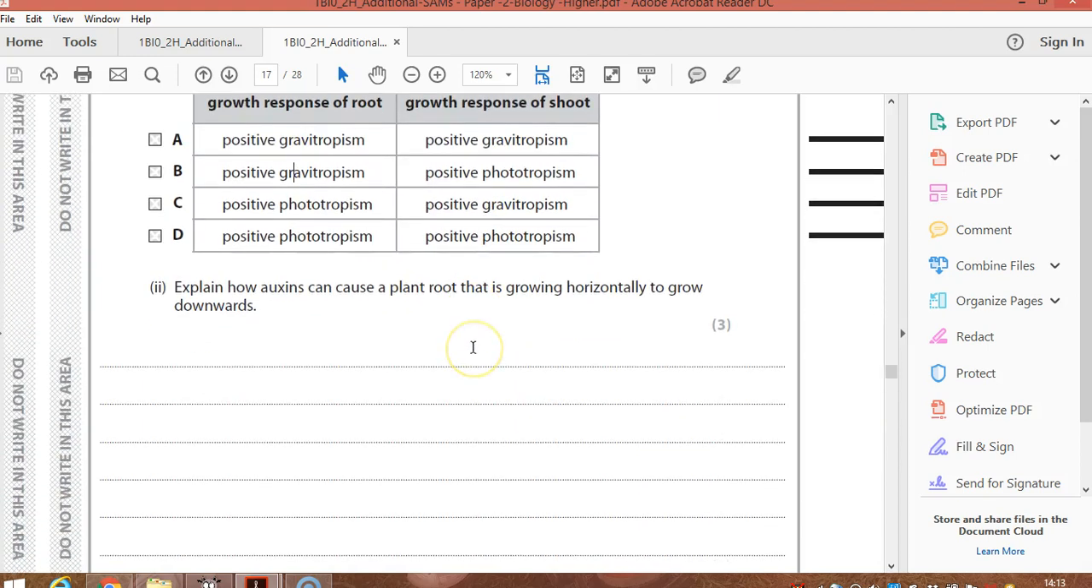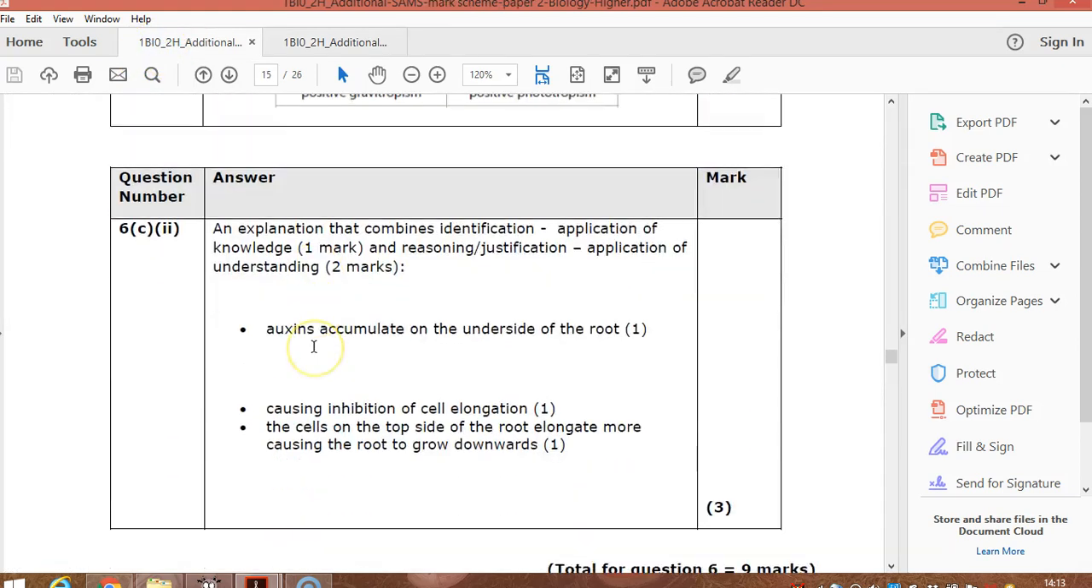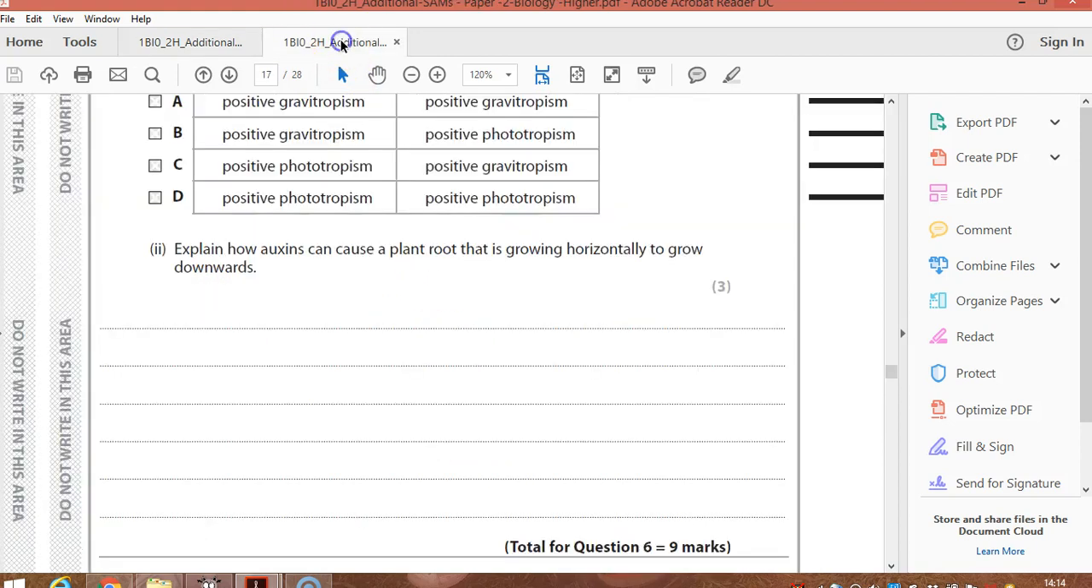Okay. Explain how auxins can cause a plant root that is growing horizontally to grow downwards. 3 marks. So this is what you say. Auxins accumulate on the underside of the roots. They cause an inhibition of cell elongation. The cells on the top side of the root elongate more, causing the root to grow downwards. There you go.